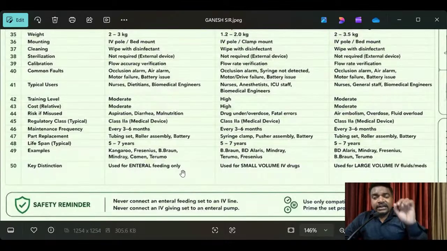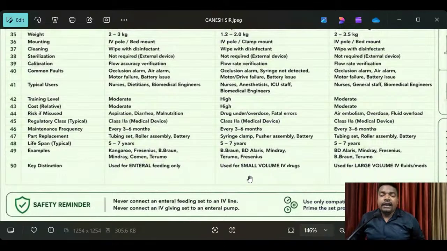In that way only we can provide nutrition, that is the feeding pump. Now, the syringe pump, in comparison, is used for small volume IV drugs. Here they connect the IV line to the veins, connecting the tubing by using the IV line. So they provide large volume and small volume based on the patient's condition. The doctor will decide and provide the treatment.